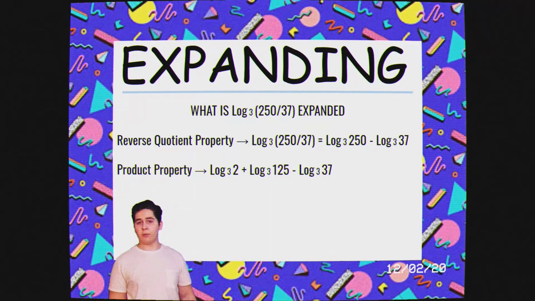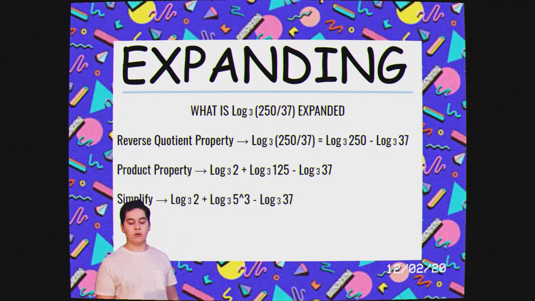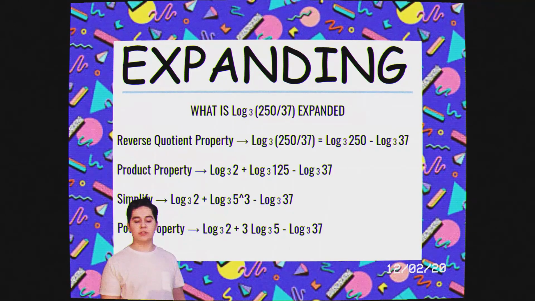Because of the power property, we can turn our exponent of 3 into a coefficient of 3. Since the exponents are now gone, we are at the maximum state of expansion. So, log base 3 of 250 over 37 expanded equals log base 3 of 2 plus 3 times log base 3 of 5 minus log base 3 of 37.